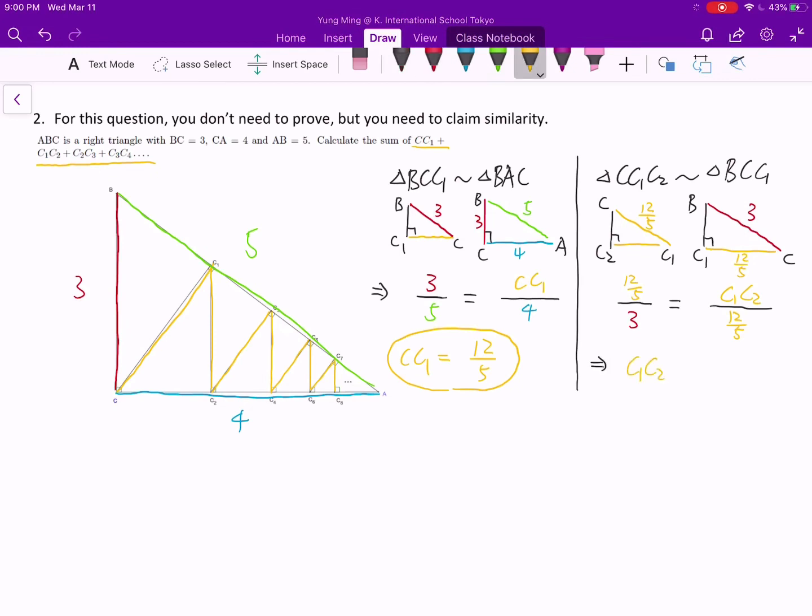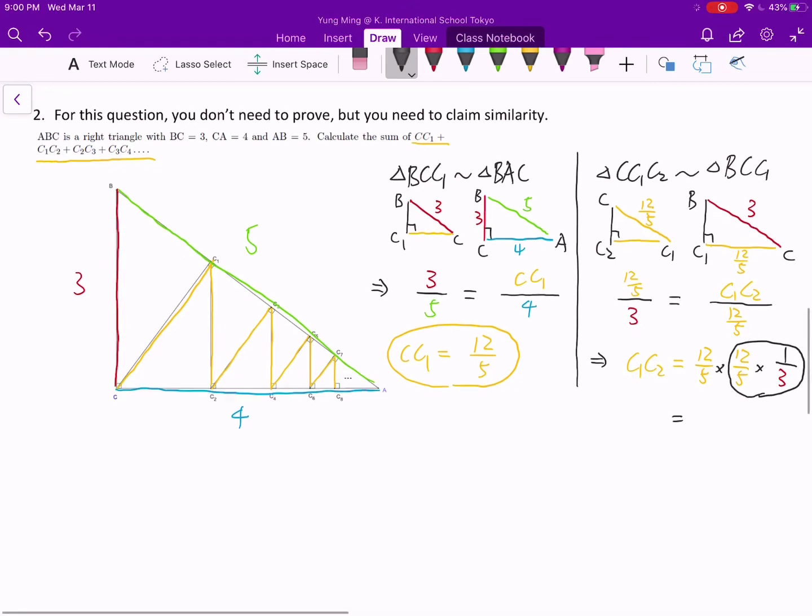Our C1, C2 is equal to 12 over 5 times 1 over 3. But we can actually simplify that a little bit in order to find out the pattern. So 12 over 5 times 1 over 3 is actually going to give us 4 over 5. And we're still going to have the 12 over 5 from the beginning. What does that mean? That basically means that your C1, C2 is 80% of your original CC1, which is 12 over 5.